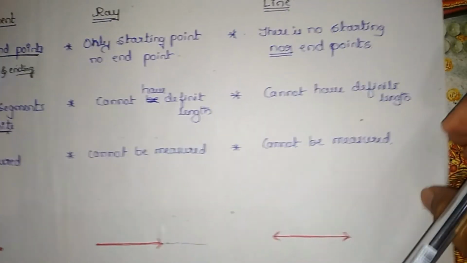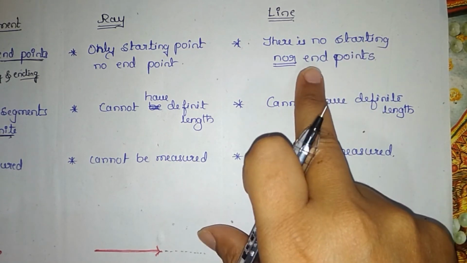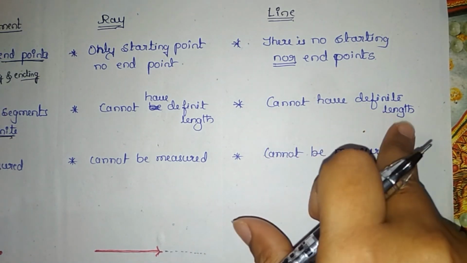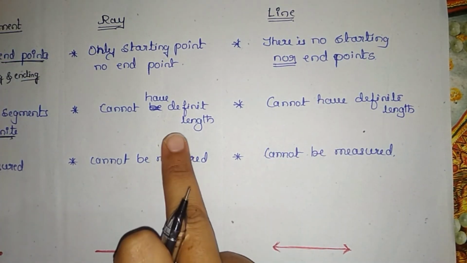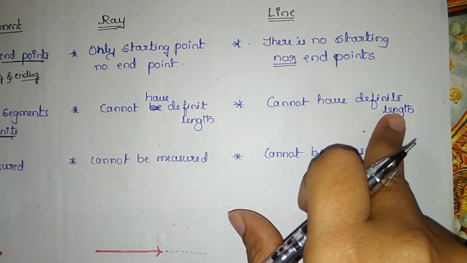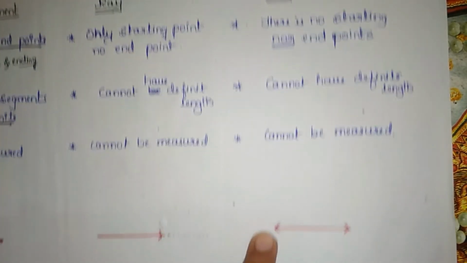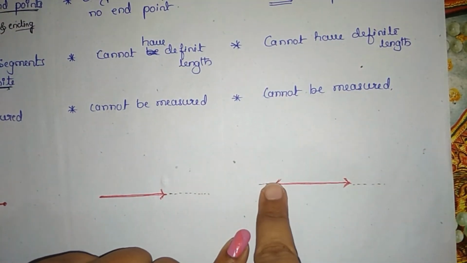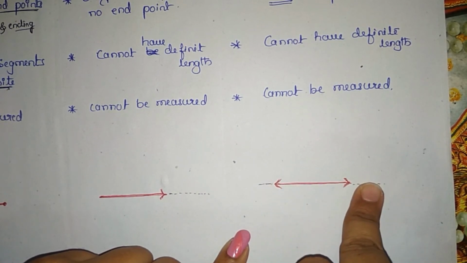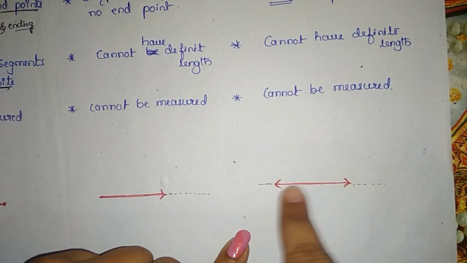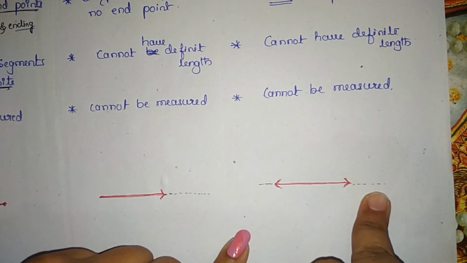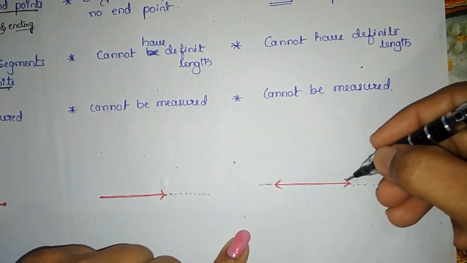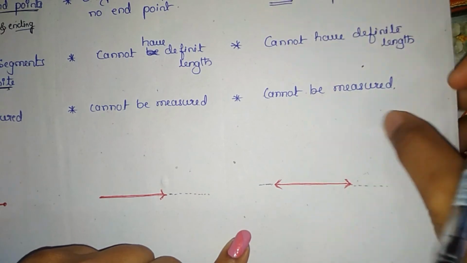As we come to the line, there is no starting point and no ending point, so it cannot have a definite length. As in the ray, in the line also we don't have any definite length. Why? Because there are two arrow marks. You can extend it in this direction also, and in this direction also. If there were two end points, then we could easily measure. But here there is no starting point or end point. What will be the measurement for this line? So there will be no particular measurement for a line.